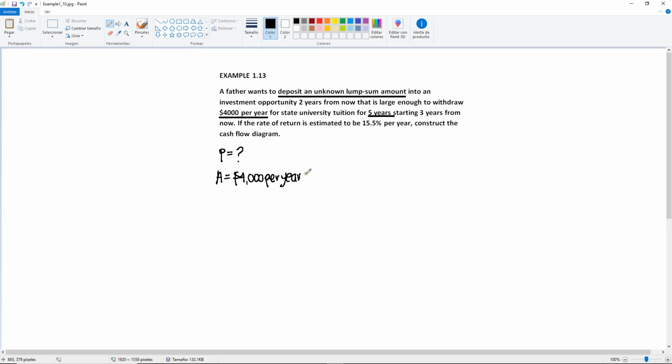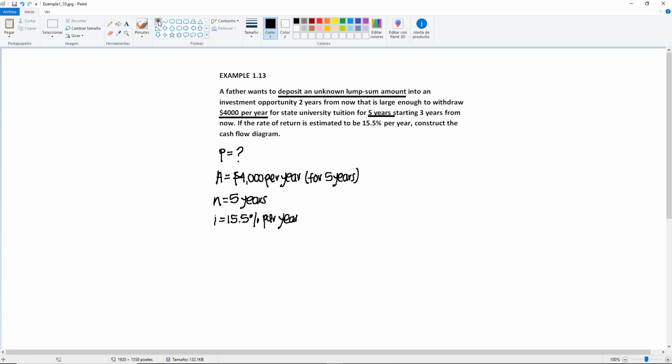Okay, and I'm just going to put here that it's 5 years. So therefore, our N, which must match the A, will be 5 years. And then it's giving us the interest rate, that it's going to be 15.5% per year. Okay, so let's draw our diagram.